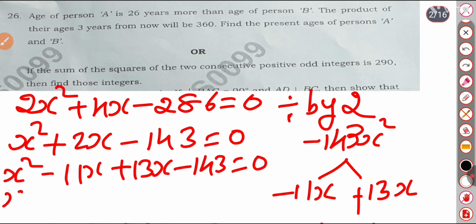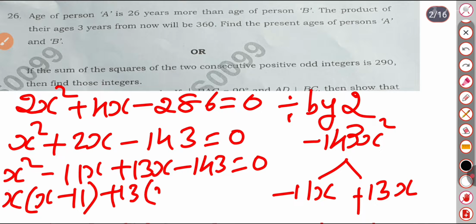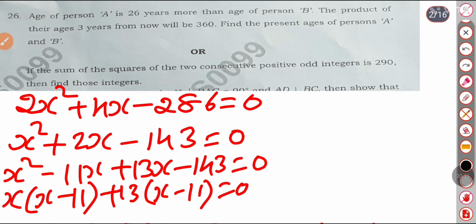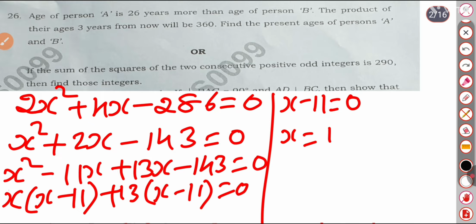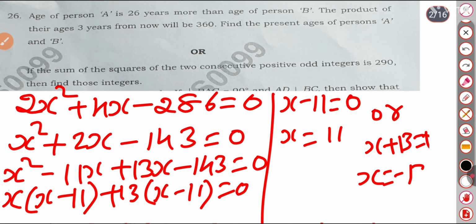So x is common, x minus 11 is equal to 0. So x values are: x minus 11 is equal to 0, x is equal to 11, or x plus 13 is equal to 0. So x is equal to minus 13. Here the question mentions a positive number, so minus 13 cannot be. So x is equal to 11 is the answer.